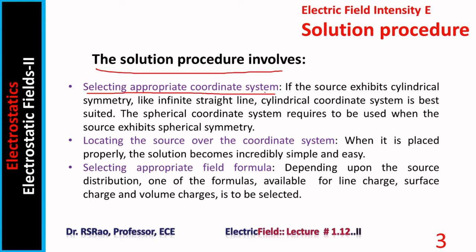Then we have to select the appropriate field formula. Depending upon the source distribution, one of the formulas available for line charge, surface charge, volume charge is to be considered. If you want field intensity due to an infinite straight line charge, we have to select the formula E equal to 1 by 4 pi epsilon integral lambda dl by r square r cap. If it is surface charge, the formula corresponding to surface charge. So the appropriate formula for field intensity is to be selected.